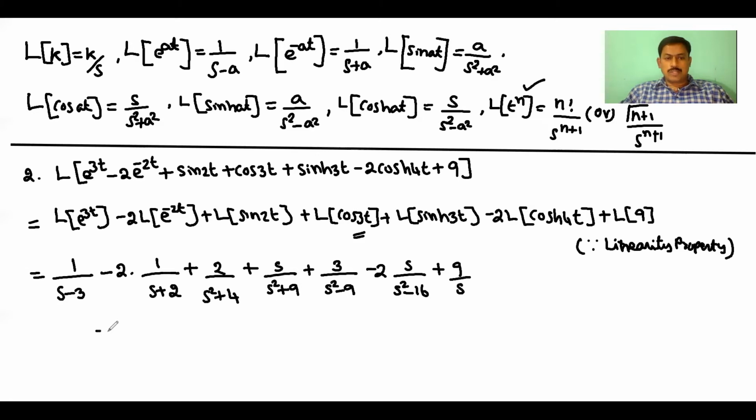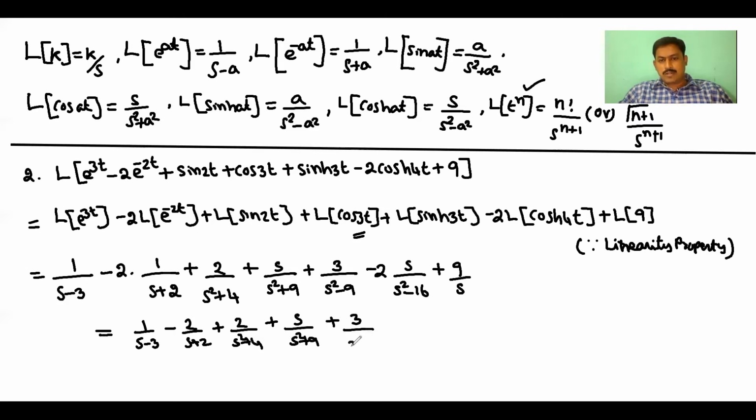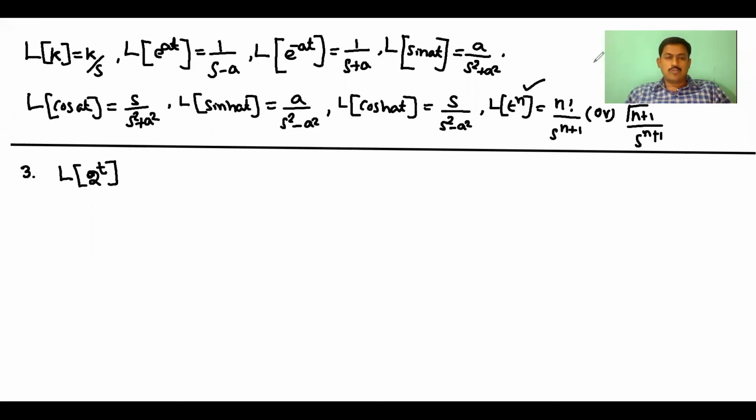If you want, you can simplify the answer. 1 by s minus 3, minus 2 by s plus 2, plus 2 by s square plus 4, plus s divided by s square plus 9, plus 3 divided by s square minus 9, minus 2s divided by s square minus 16, plus 9 by s is the required answer. The first two problems are in the direct form of the given formulas. So we applied the formulas and got the answer.